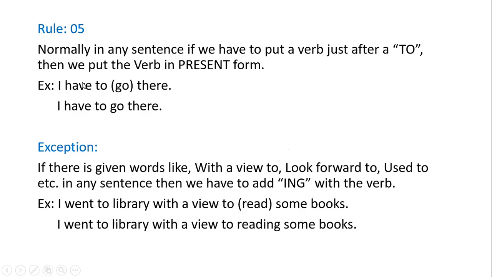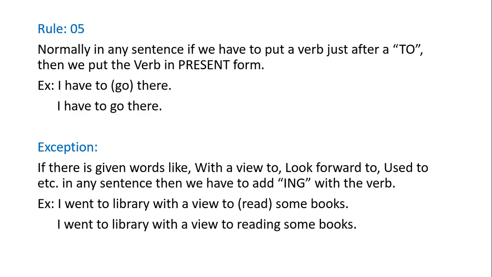In rule number 5, normally in any sentence, if we have to put a verb just after a "to," then we have to put the verb in the present form. So it's a very common rule. It's a very common thing that after "to," there will be no change of the verb. So the verb will be in the present form.